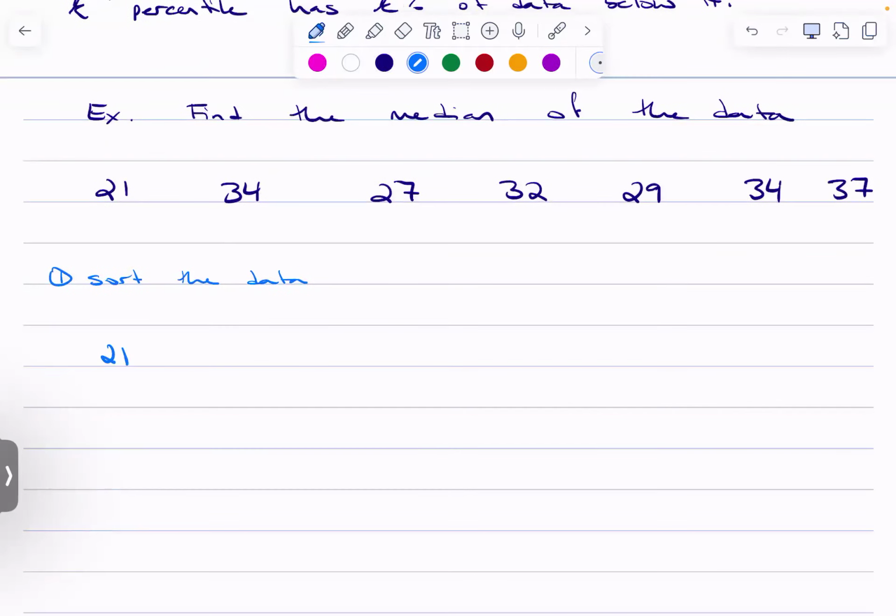21 is the smallest, and I like to indicate that I've written it down. I've done it too many times where I've lost one. Then I think 27. Then I'm going to go for 29, 32, 34, 34 again, and 37.